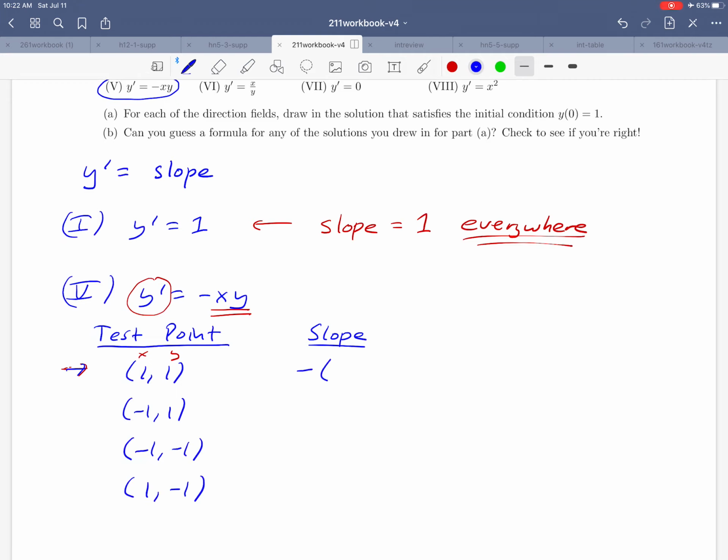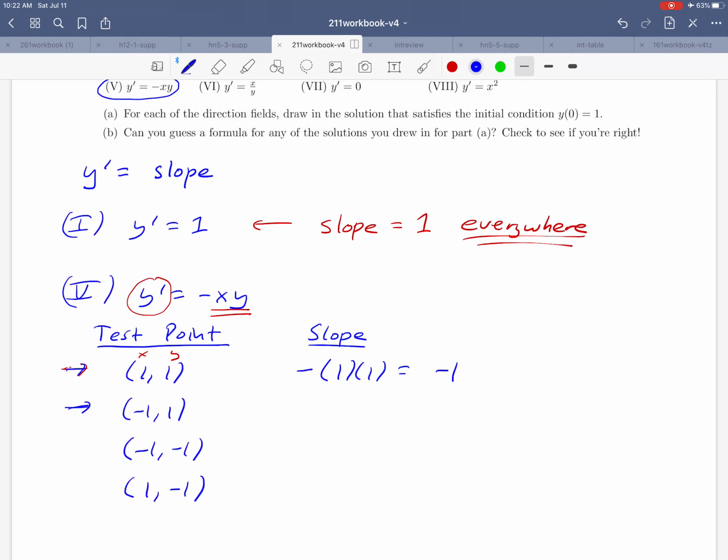So if we do that, plug 1 in for x and 1 in for y, what do we get? Negative 1 times 1 is negative 1. So at the point 1, 1, we should have a slope of negative 1 in our slope field. And we just do that for all of these points.